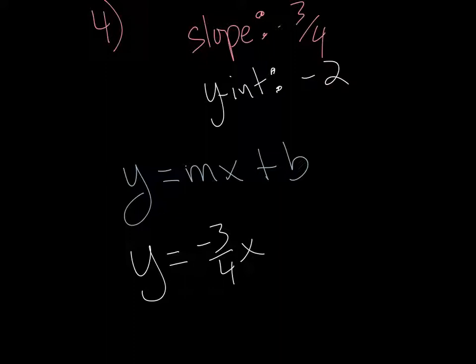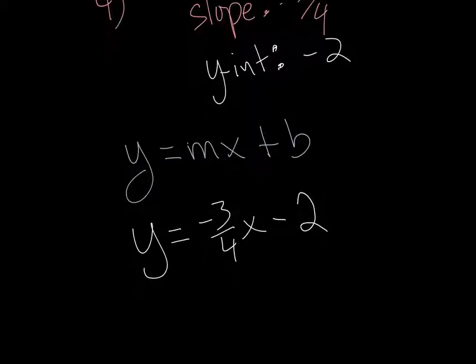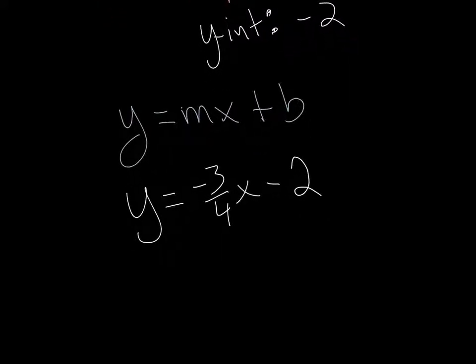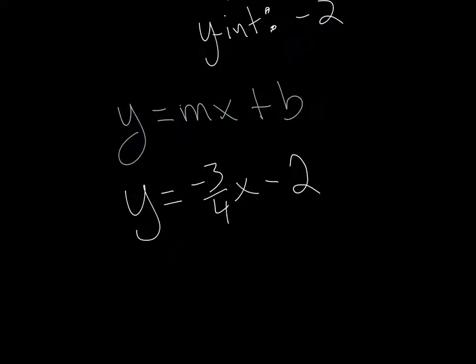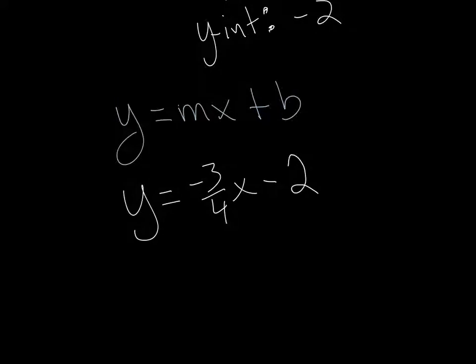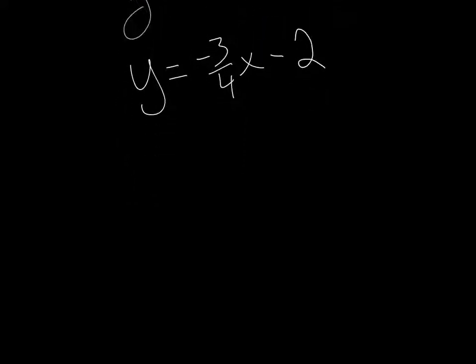So negative trumps or takes over the plus sign. So you would just write this as negative 2. And there is your equation with that slope and that y-intercept. Awesome. Let's check out number 6.